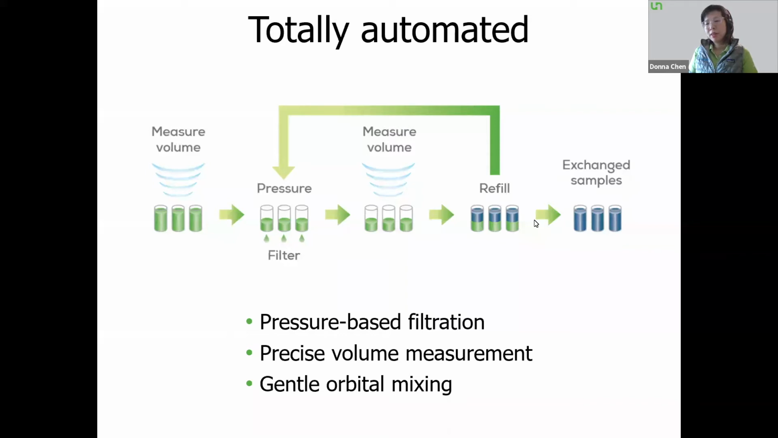And all throughout the filtration process, we have gentle orbital mixing. This increases the flow rate for the buffer exchange and filtration because it's constantly stirring up the molecules to help the filtration go through faster, and to prevent the samples from aggregating or clogging.